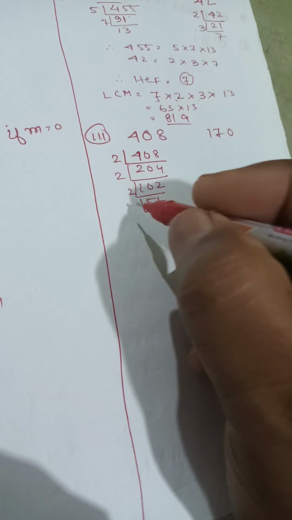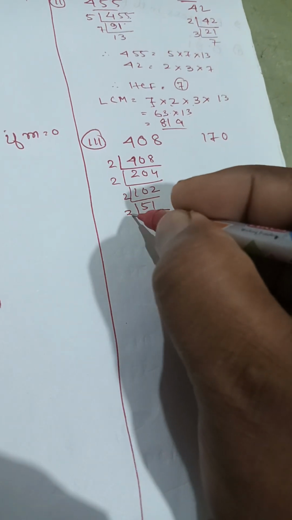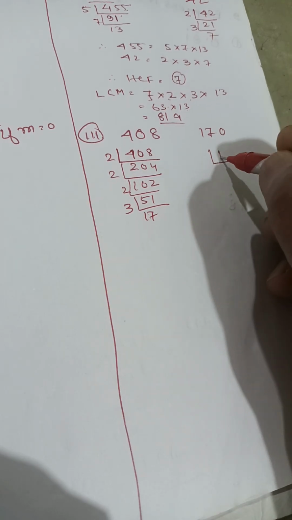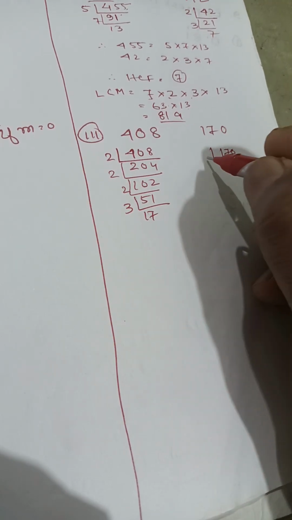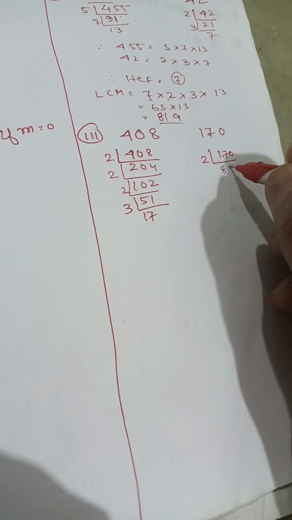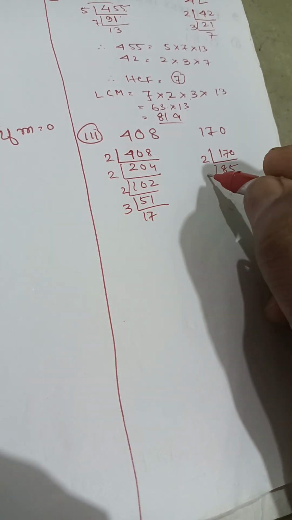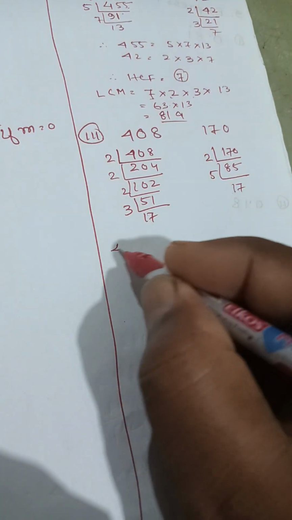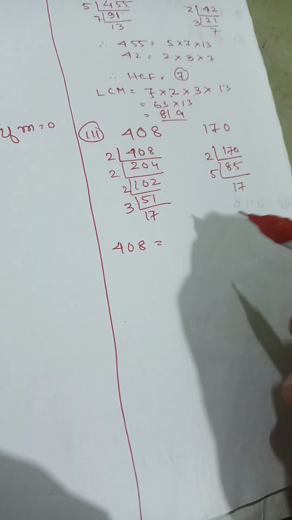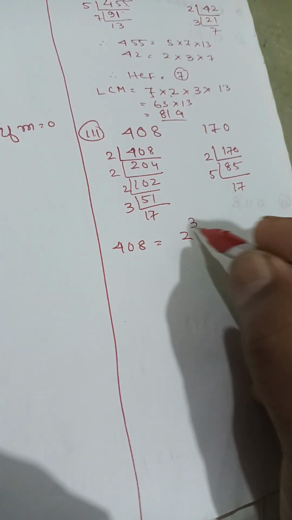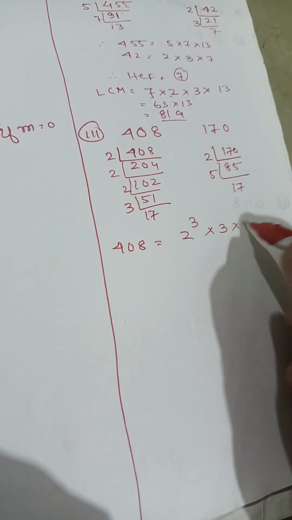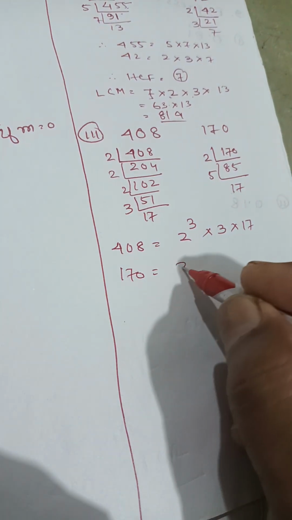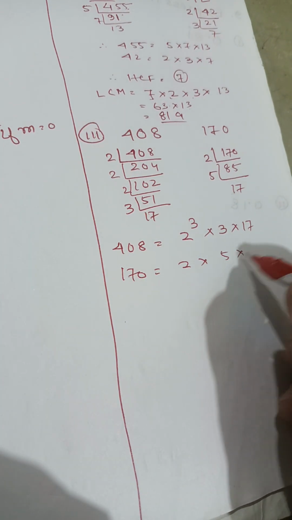51 is a multiple of 3, so you write 3 into 17. Now 170 is divisible by 2, it will be 85, again divisible by 5, you write 17. Now 408 is 2 cube into 3 into 17. And 170 can be written as 2 into 5 into 17.